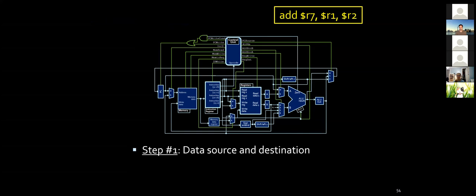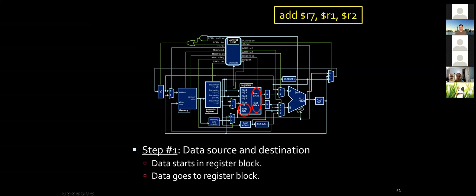So the first step, source and destination. Our story here starts not in the PC anymore, not in the constant. It starts in the register file because it's a register instruction, right? The first thing I need to do, I need to read values from a register. So the data goes from the register block and then it goes back to the register block as the result. So I need this guy and I need this as a result. So the data needs to eventually come into the register file.